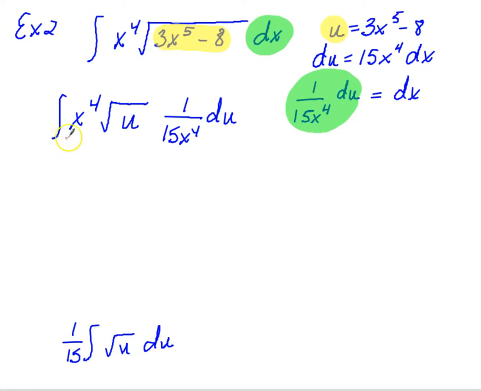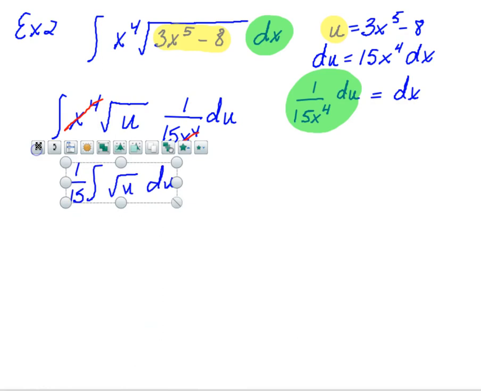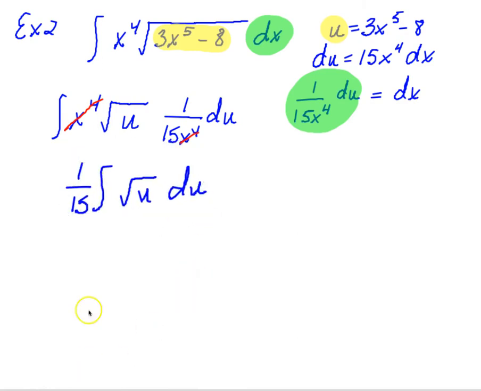Looking at my problem, I see that I have an x to the fourth in the top. And look, there's an x to the fourth in the bottom. Those are an easy reducing. And then this 1/15 that's left here, that's a constant. It's your constant multiple so that you can pull that out into the front of your integral. And so now we have 1/15 times the integral of the square root of u du. This is a much easier thing to integrate than the original problem was.